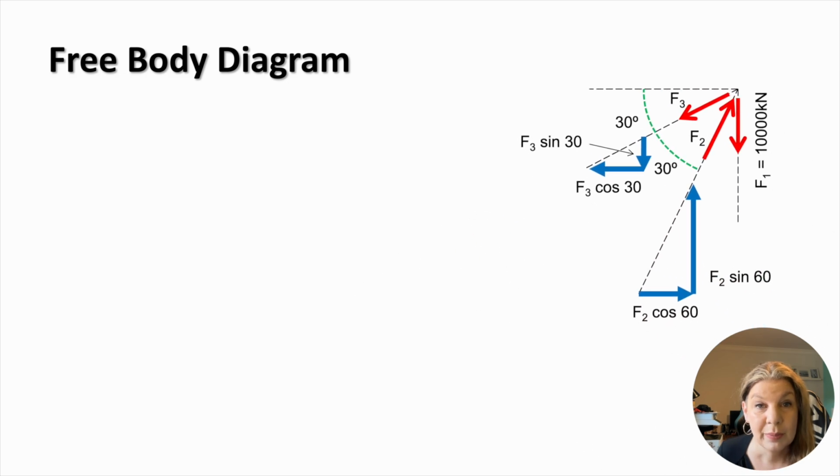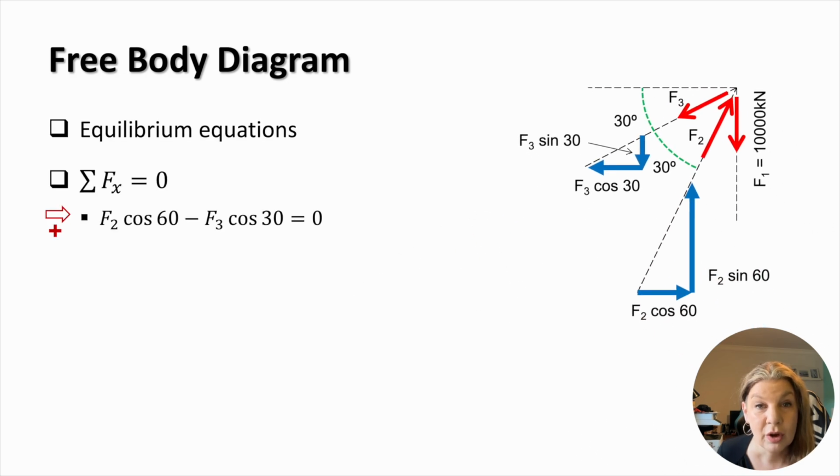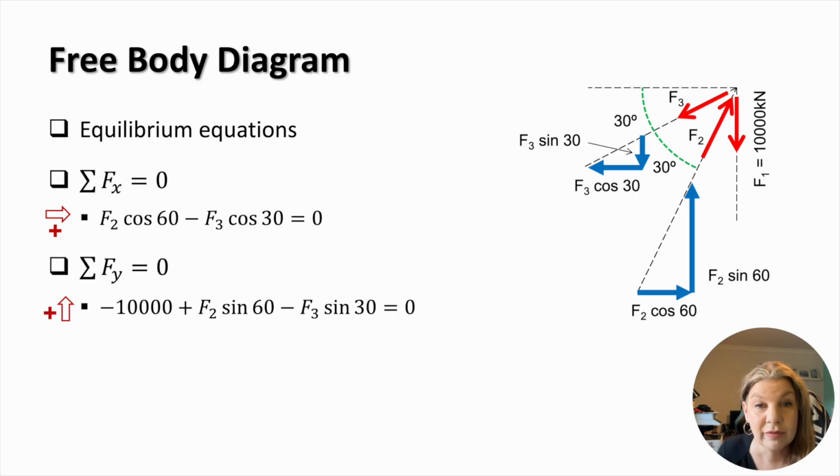Let us write the equilibrium equations. The sum of forces in the horizontal direction includes the components of horizontal forces F2 and F3. In this equation, the positive direction is rightwards. The sum of forces in the vertical direction includes the vertical components of forces F2 and F3 as well as the force F1. In this equation, the positive direction is upwards.